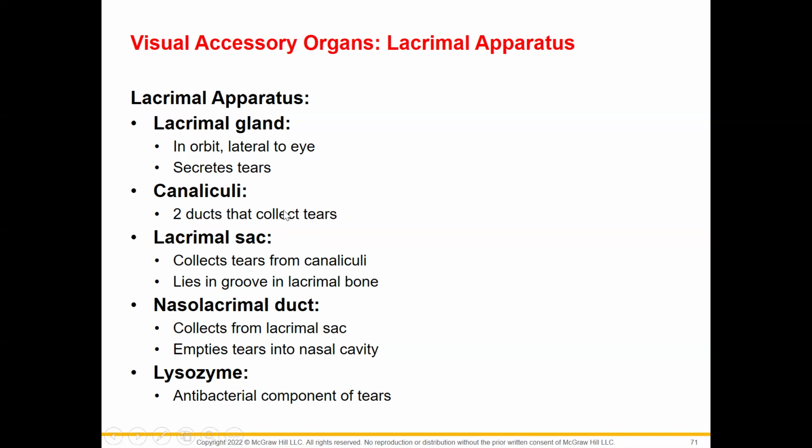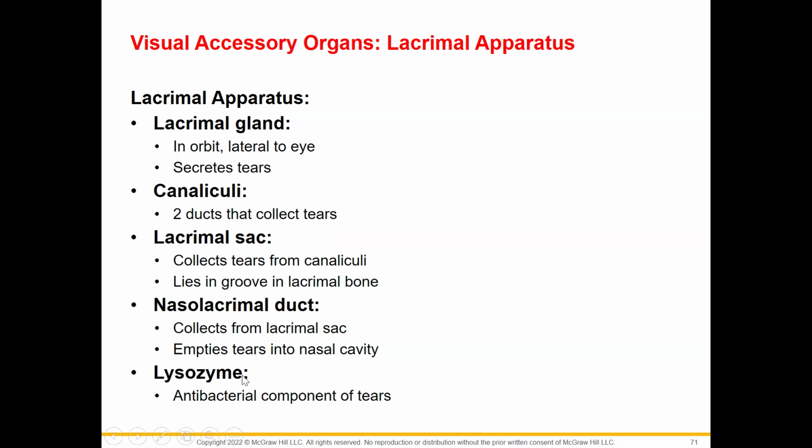Once those tears are collected, they are moved to the lacrimal sac, which sits in a groove inside the lacrimal bone. The lacrimal sac then takes the tears and funnels them to the nasolacrimal duct, which leads the tears into the nasal cavity. And that's why you have to blow your nose when you cry.